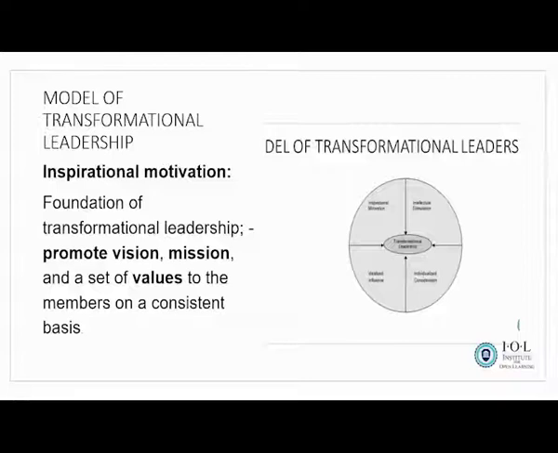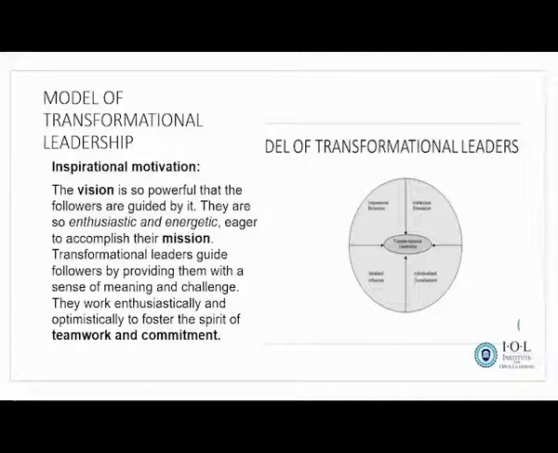If the value is hard work, then everyone is inspired through that in order to deliver their best. And they also know the direction in which they are moving, so they know what the vision of the school is and what the mission of that particular school is. That's inspirational motivation, and it can go further.